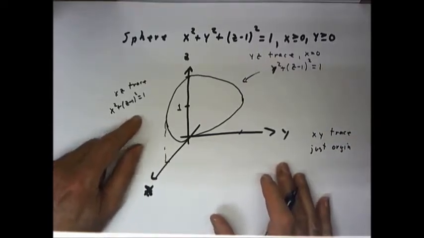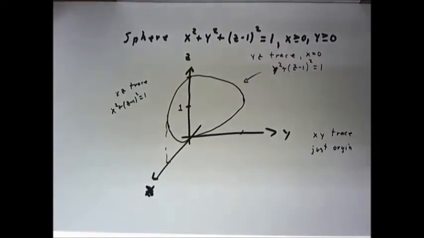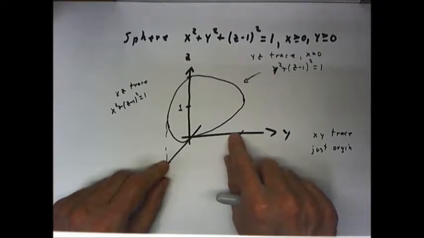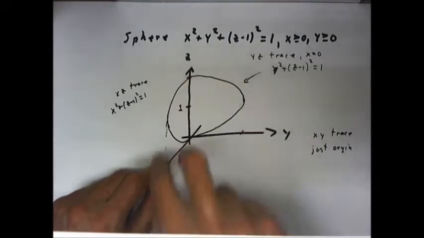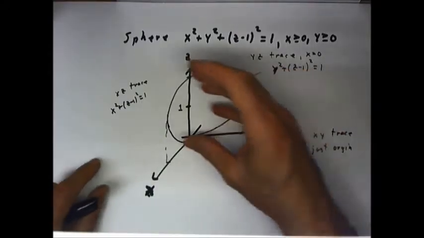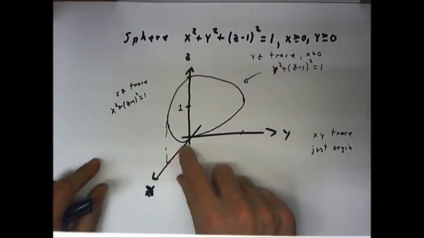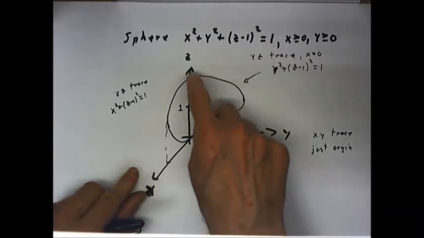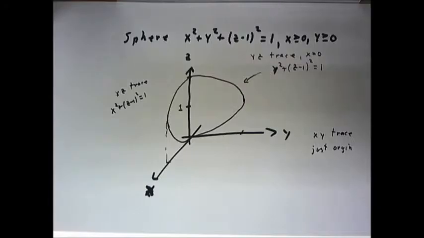Okay, the XY trace is simply the origin. And that's not actually very helpful because we want a region in the XY plane above which this sphere lies. Now, it's also possible to project the sphere back into the XZ plane, for example, or into the YZ plane, bad drawing notwithstanding.